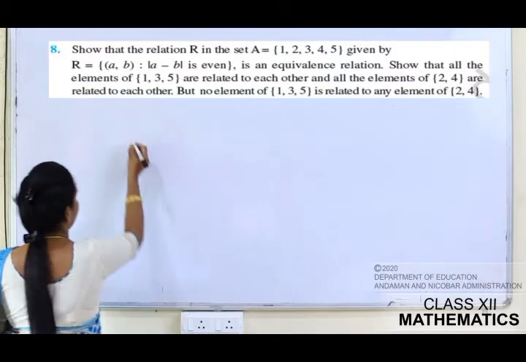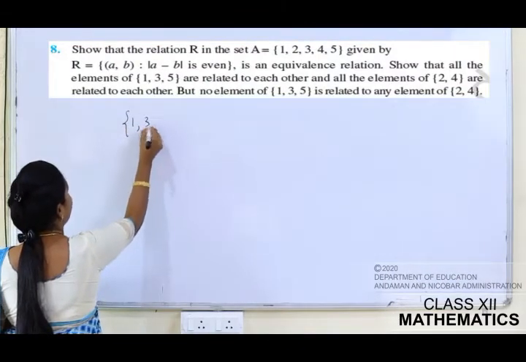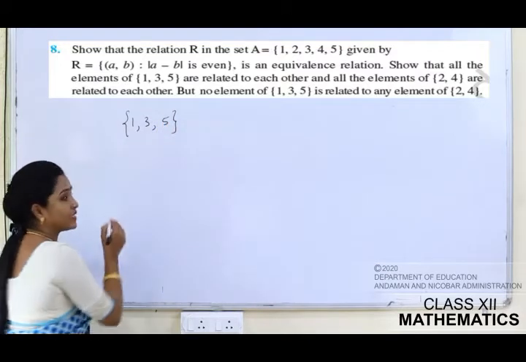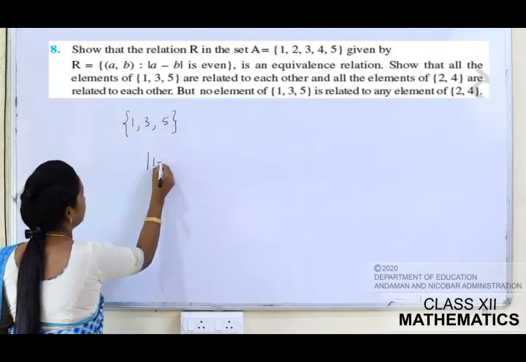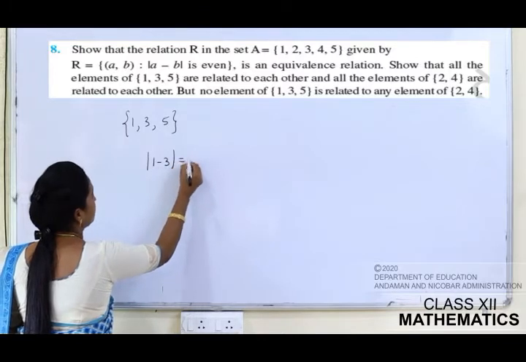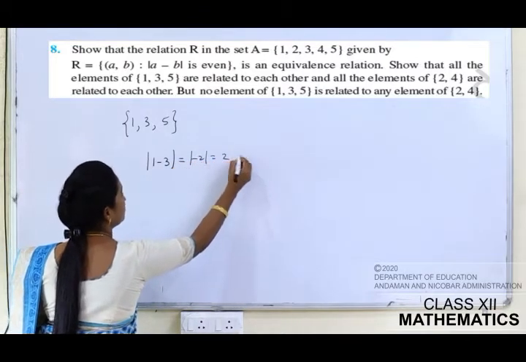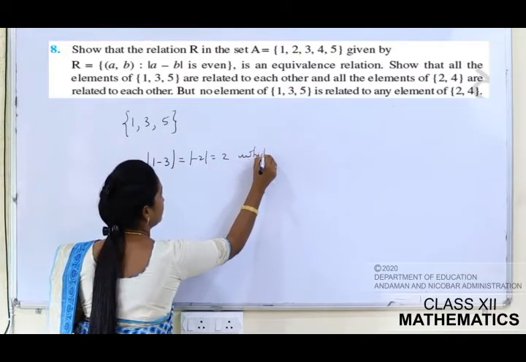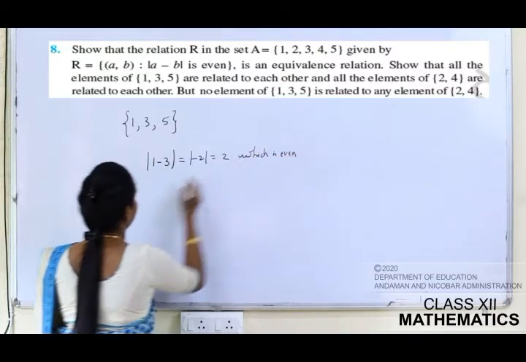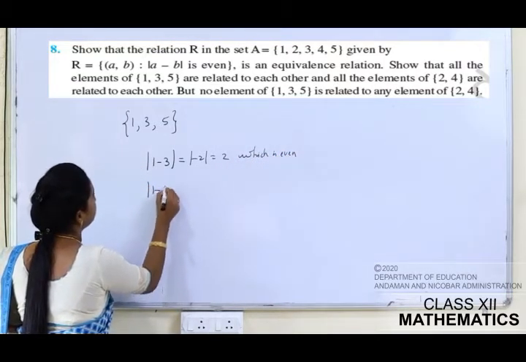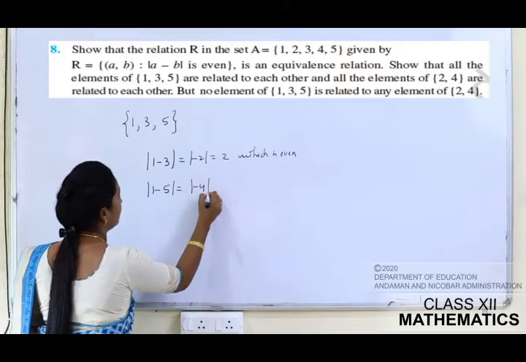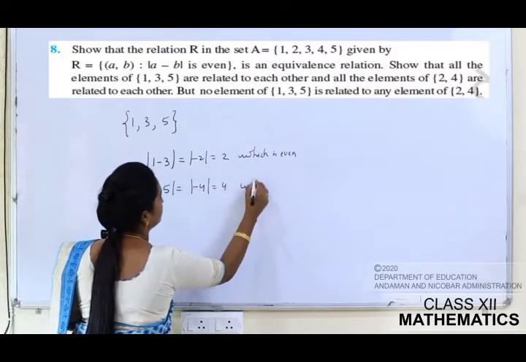So 1, 3, 5 is related to each other. ये आपको बताना है. हम देखते हैं what is modulus of 1 minus 3. Minus 2 and that is 2, which is even. Okay. Again, if you take 1 minus 5, you're getting minus 4 and that is 4, which is again even.